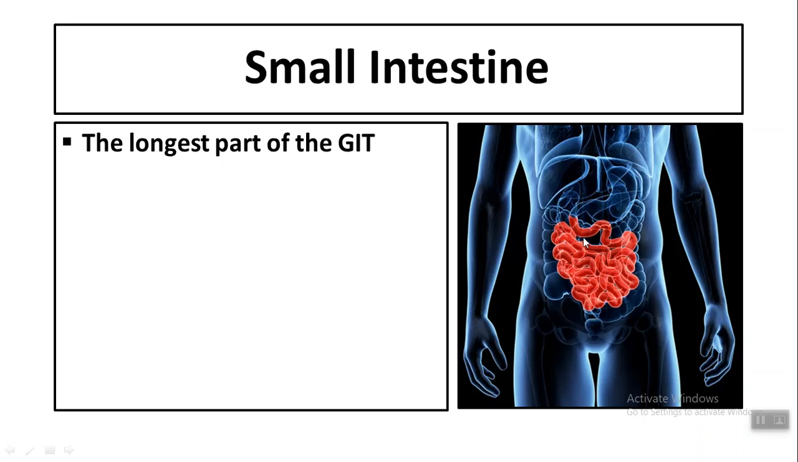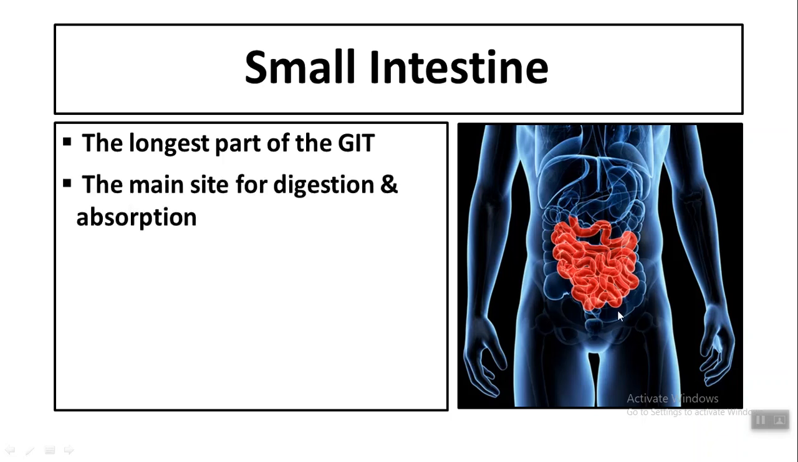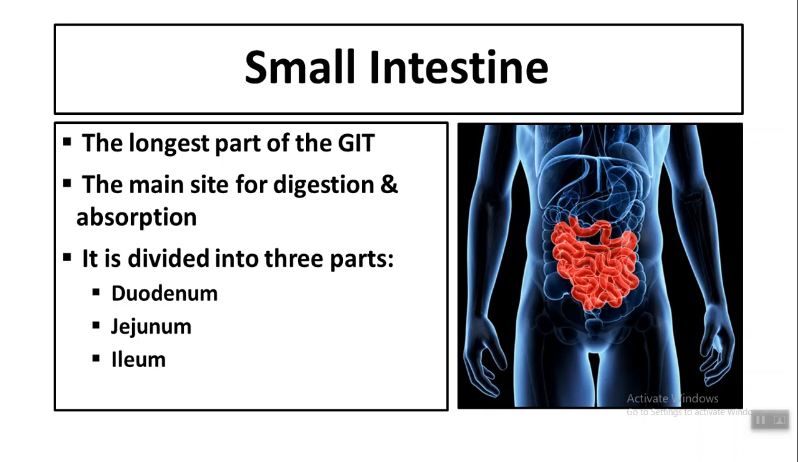From the first look, we can appreciate that it is located at the central part of the abdominal cavity. Because it is the longest part of the GI tract, this is the main site for digestion and absorption of food. It can be divided into three parts for descriptive purposes, which are the duodenum, jejunum, and ileum. We can see that the small intestine is surrounded by the large intestine, which lies at the periphery of the abdominal cavity.